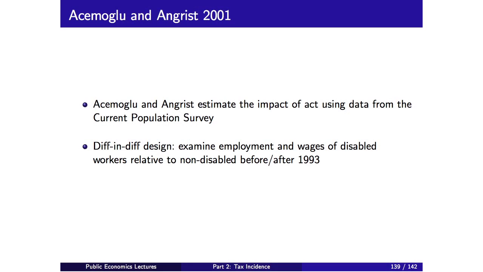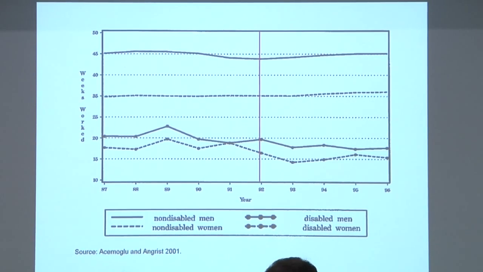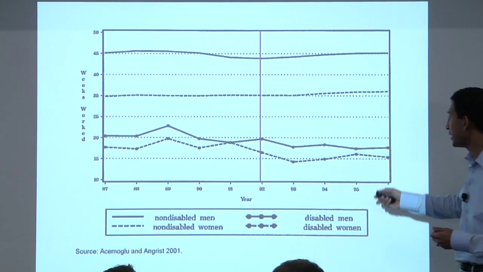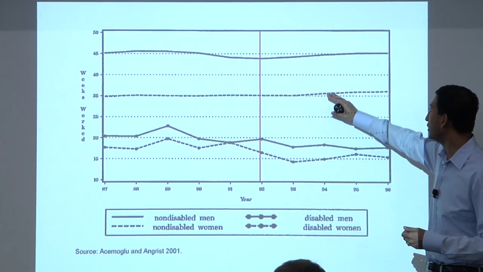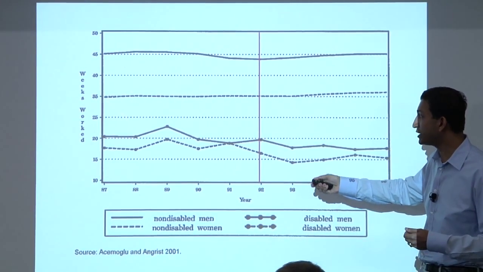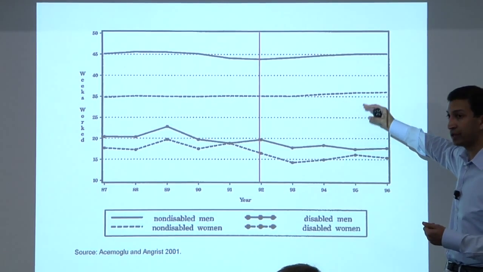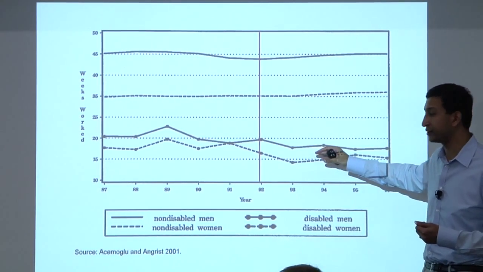They estimate the impact of that reform using data from the Current Population Survey. And it's a standard diff-in-diff design. They examine employment and wages of disabled workers relative to non-disabled before and after 1993. And here's the key graph. It shows you the time series around 1993 of employment rates, or the average number of weeks worked in the year, for 4 groups: men and women, and disabled and non-disabled.